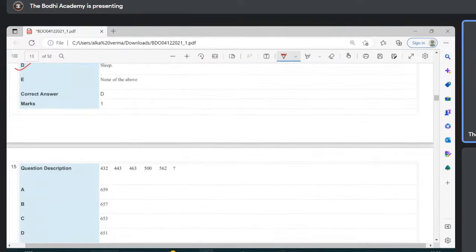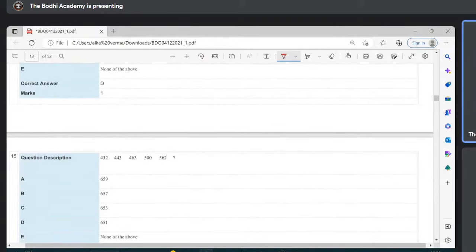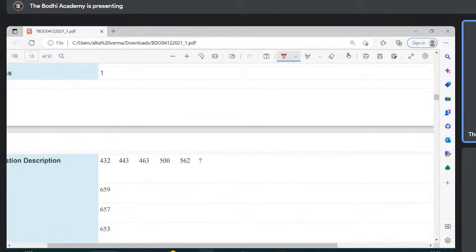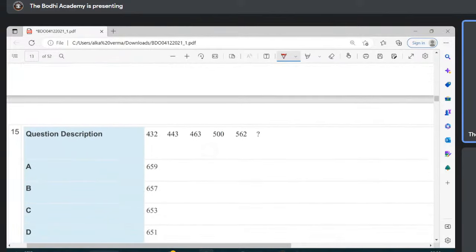Now, this is a type of number series. Around 10 questions come from the number series. Now, number series 432, 443, 463, 500 and 562. You have to find out which one is the next number. Now, what do you think? Easy or difficult? Let us look at it. See, this is our question.